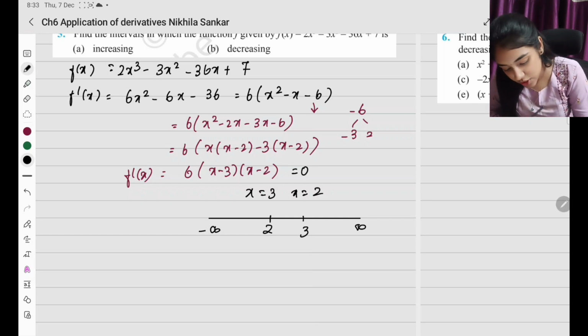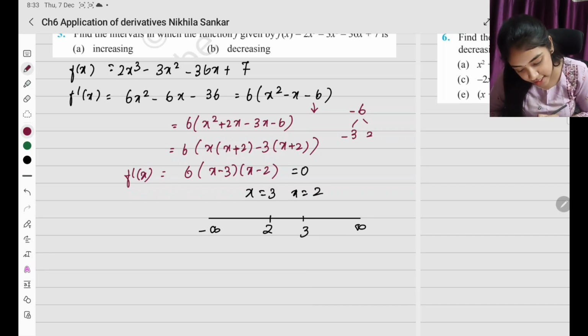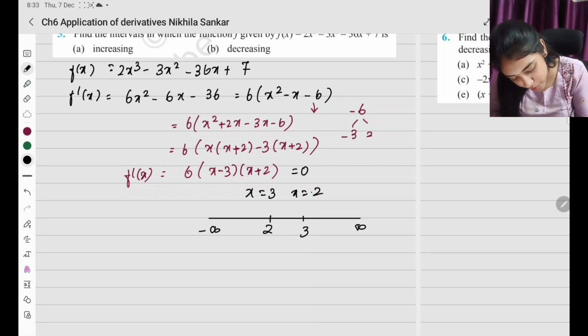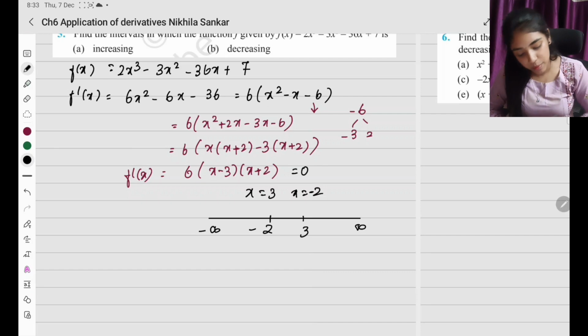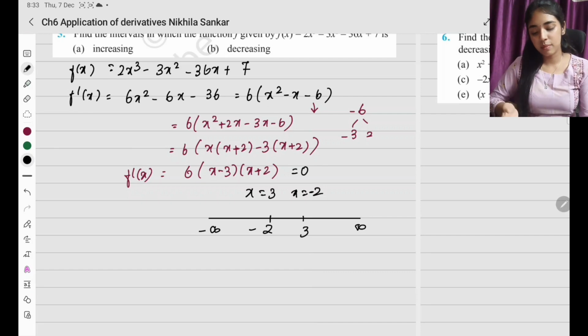Okay. Sorry, please pay attention. I have minus 3x plus 2x. So I have x plus 2. So with the x plus 2, I need a minus 3. Now this is going to be x plus 2 times x minus 3. So my value is going to be x minus 2. So it is going to be minus 2 and 3. Okay. Please pay attention to the sign. To avoid making a mistake, please solve it. Solve it once and check again.